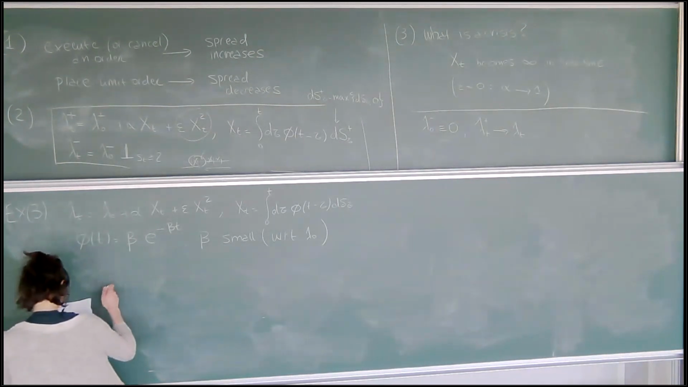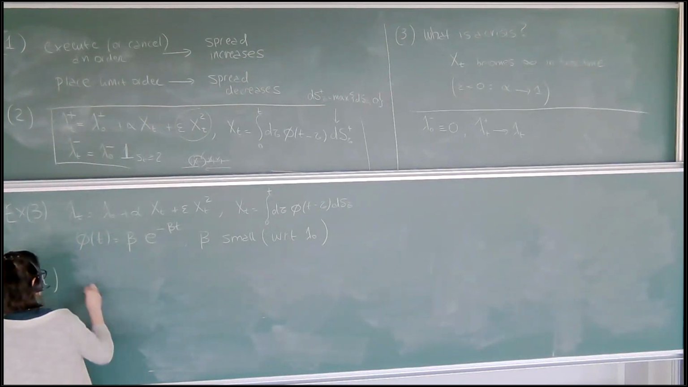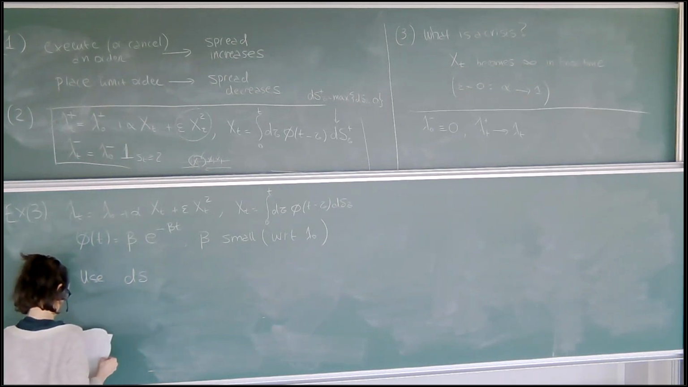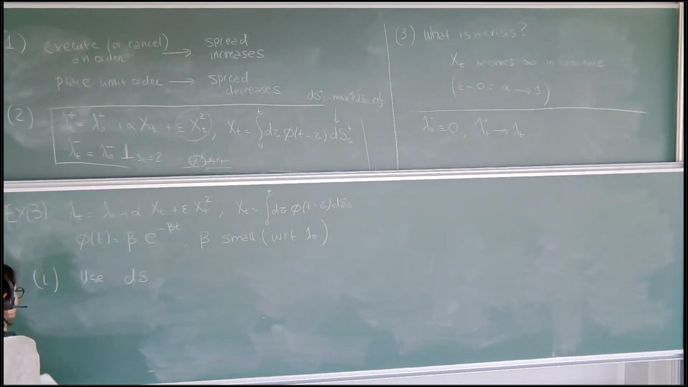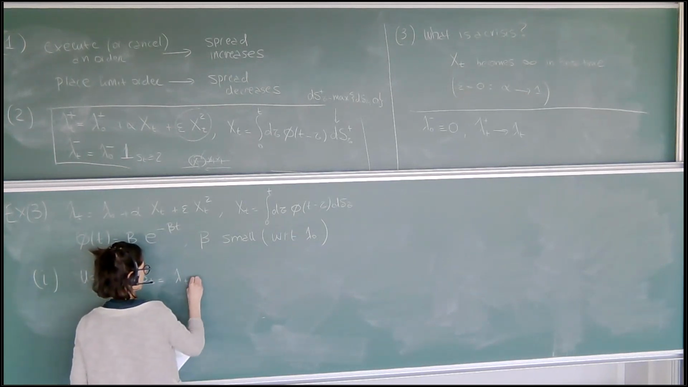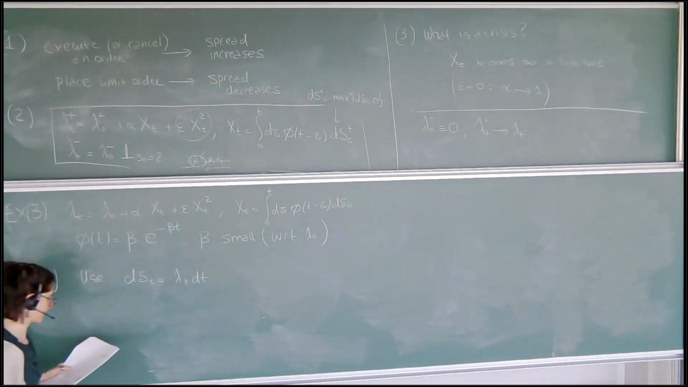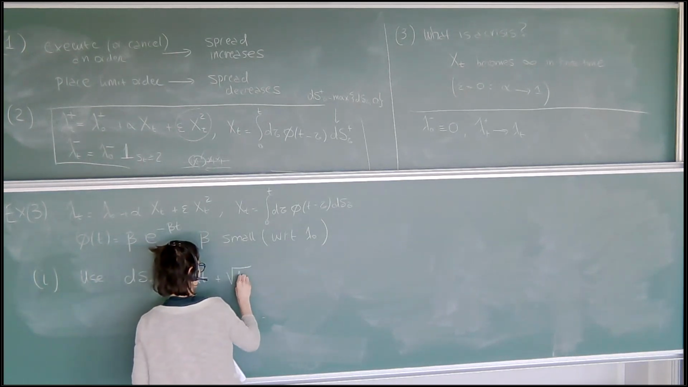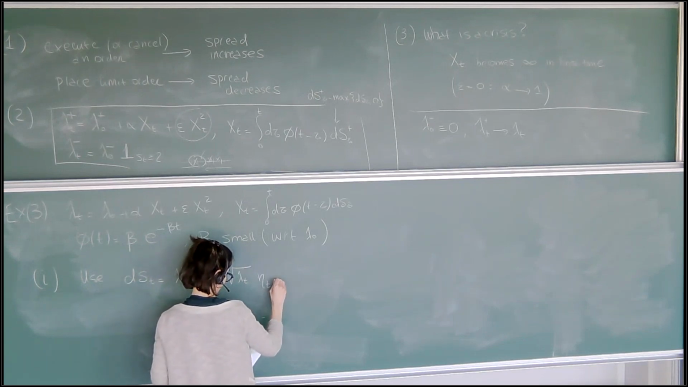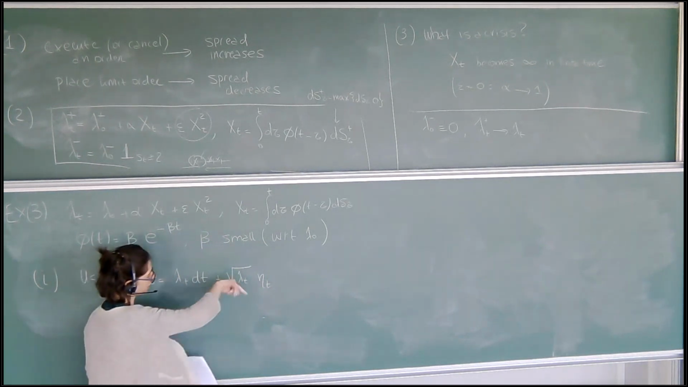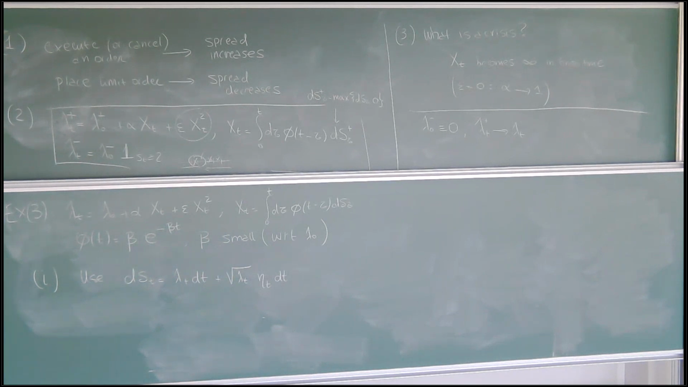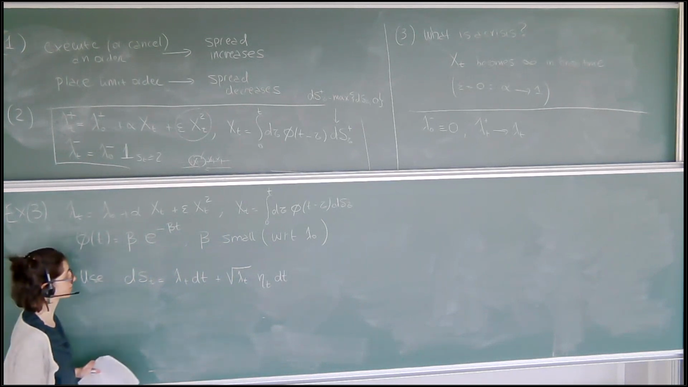So I will write it and then I will comment. The assumption is that you can use that your dynamics dS(t) looks like this. You have a λ_t dt, and then you have a noise term, square root of λ_t, and then η(t) dt. The dependence on t, I always put it as a subscript, but it's just a notation. Here η is the usual white noise.